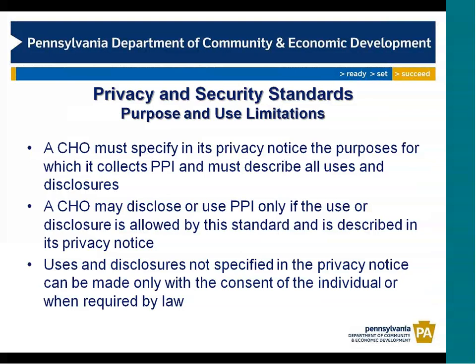A CHO may disclose or use PPI only if the use or disclosure is allowed by the standard and is described in your own privacy notices. And the use and disclosures not specified explicitly in the privacy notice can only be made with the consent of the individual, and usually we say written consent is always the best and the most true. If there's anything that you're disclosing outside of your planned use of it, or of course when required by law.